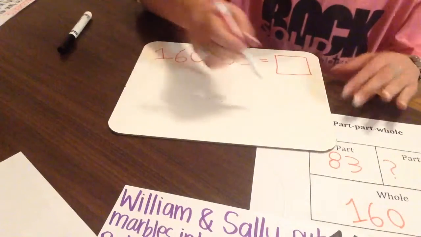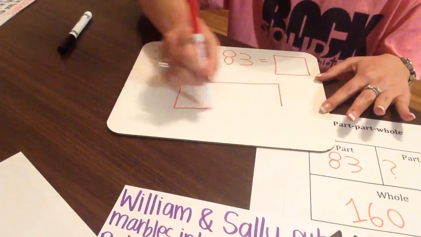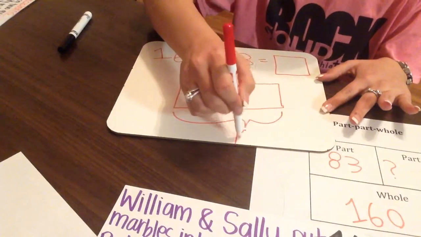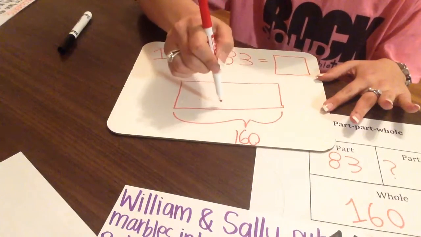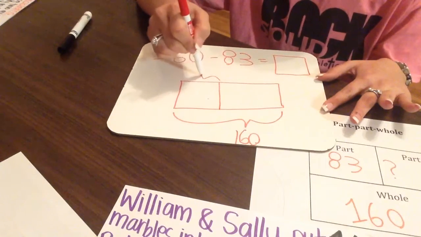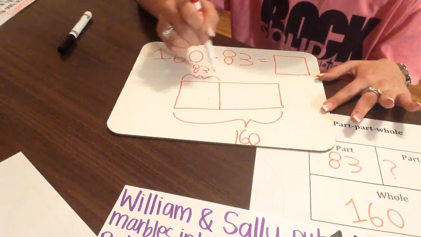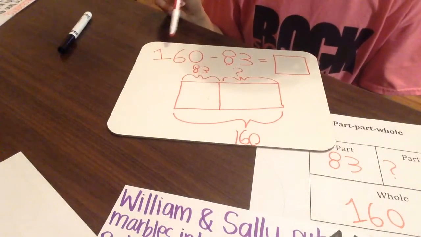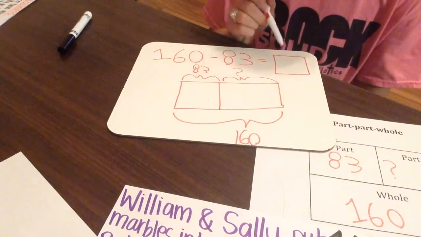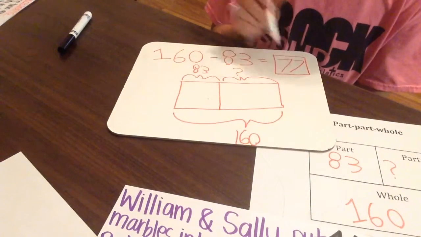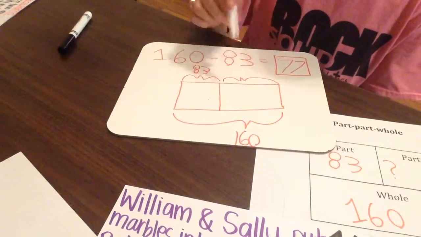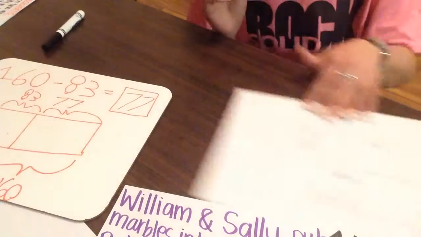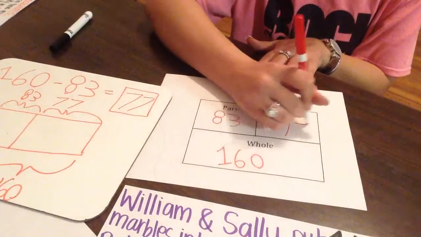So we can make a strip diagram where this equals 160, and we know part of it is 83, and we need to figure out the other part. So we know 160 minus 83 equals 77. So we know the second part to this part-part-whole is 77. So now we can fill it out on our part-part-whole.